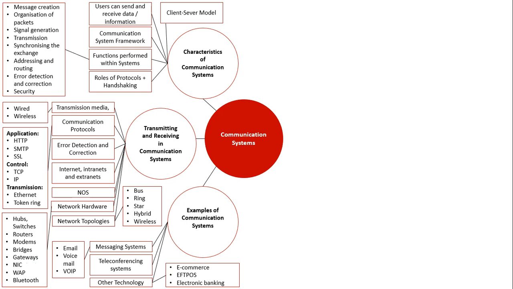Other technology includes e-commerce, which allows us to do buying and selling online. EFTPOS, which allows for a terminal to be placed in any business, and when we purchase a product from that business, it directly deducts the funds straight from our bank. And electronic banking, using the internet to manage our bank accounts and transfer funds.